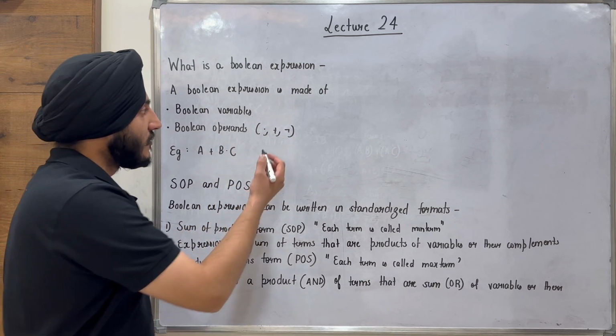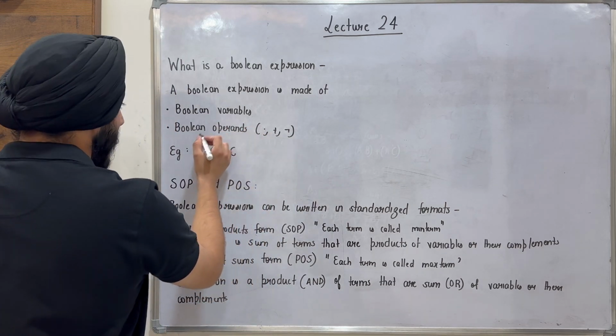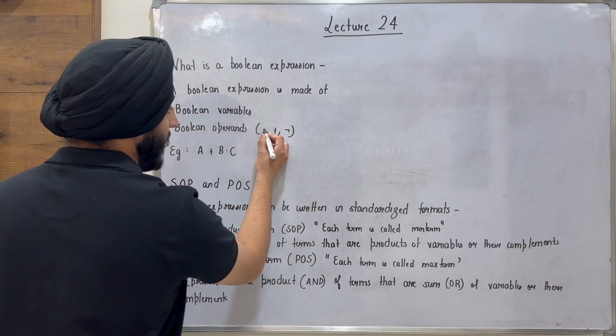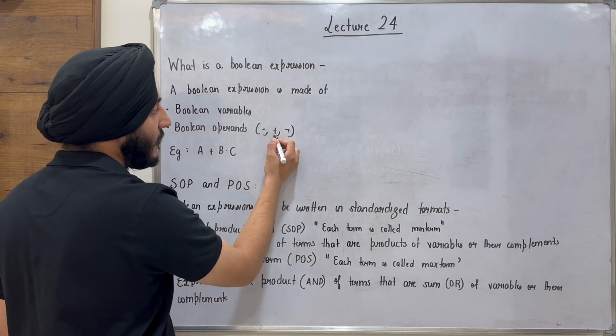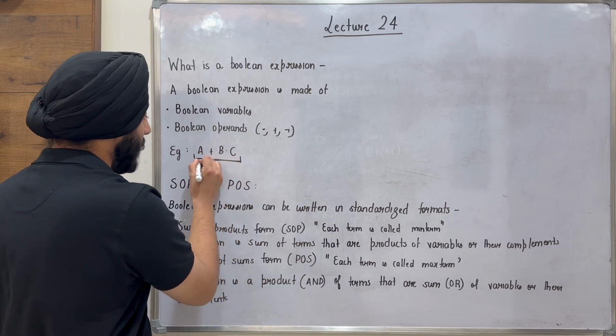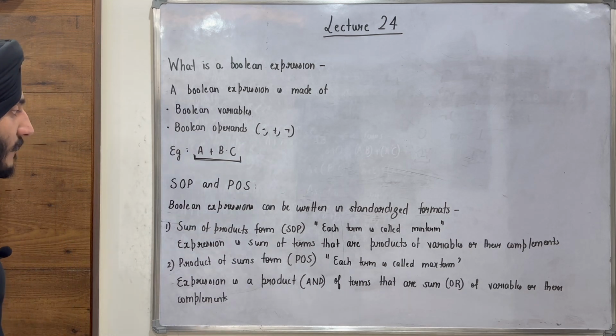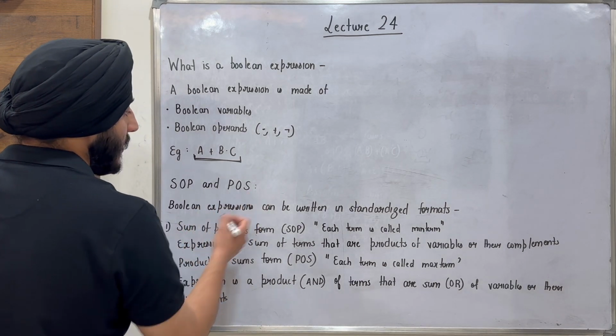A Boolean expression is basically made up of Boolean variables and Boolean operands, right? Which can have the or, sorry, the and, or the negation sign, right? Just a basic example of a Boolean expression could be this over here. Now, let's try to understand what is the SOP and the POS form.